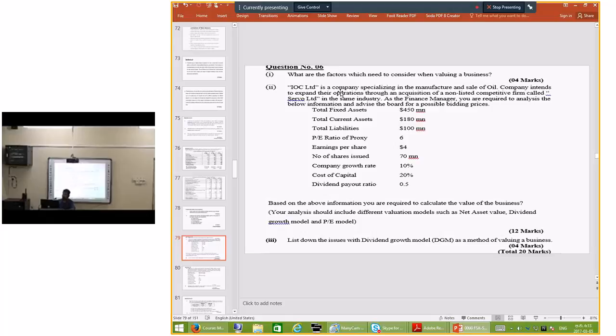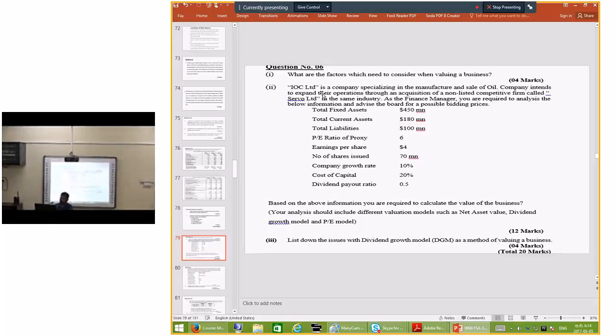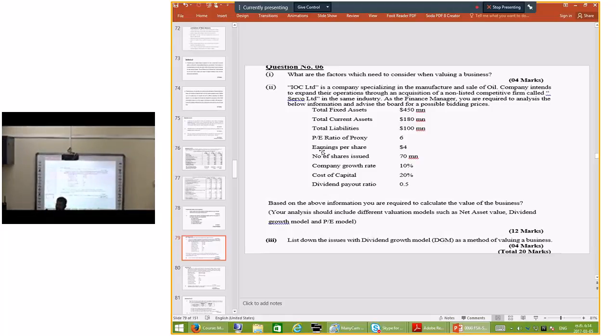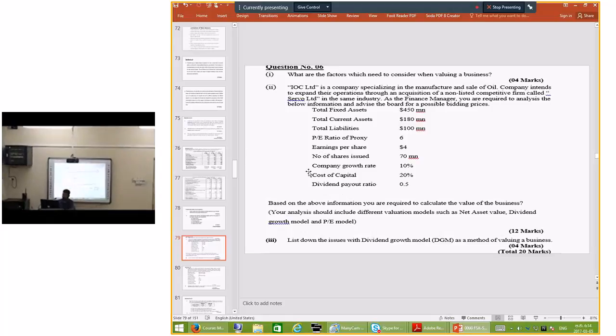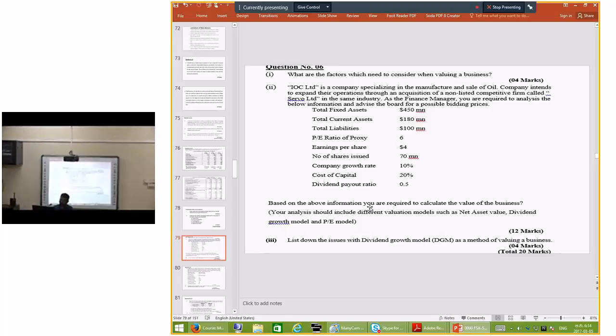Next, this is regarding business valuation. This part was completed by Mr. Chaturaliyanage. Now you can see the factors which need to be considered when valuing a business, and also you are given some details and asked about the calculation part, different valuation models. By using different valuation models, you have to answer this question. Based on the above information, you are required to calculate the value of the business, right?